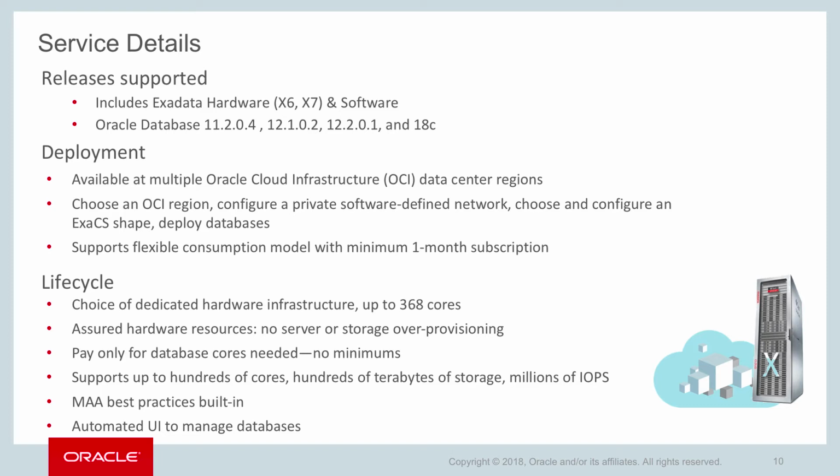From a lifecycle management perspective, you have a choice of dedicated hardware infrastructure up to 368 cores. You have assured hardware resources. No server or storage over provisioning is done. You only pay for database cores needed with no minimums. The Exadata Cloud Service supports up to hundreds of cores with hundreds of terabytes of storage, which gives you millions of IOPS. It has the maximum availability architecture best practices built in, and also gives you the automated user interface to manage databases.